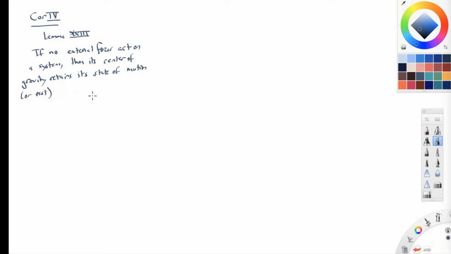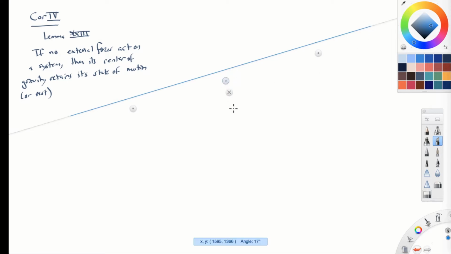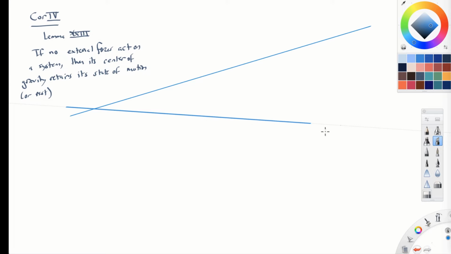Okay, so let me draw a picture to try to explain what he's talking about here. I'm going to use some tools I haven't used before. I'm going to draw the trajectory of two objects. Imagine we have one object that's moving along this trajectory right there. And let's suppose we have another object that is moving along, let's even make them crossing, like this trajectory right there.